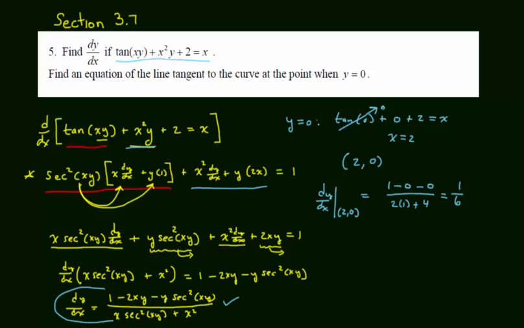And we're ready to write the equation of the tangent line. y minus 0 equals 1/6 (x minus 2). And there it is. That is the final answer to the question.